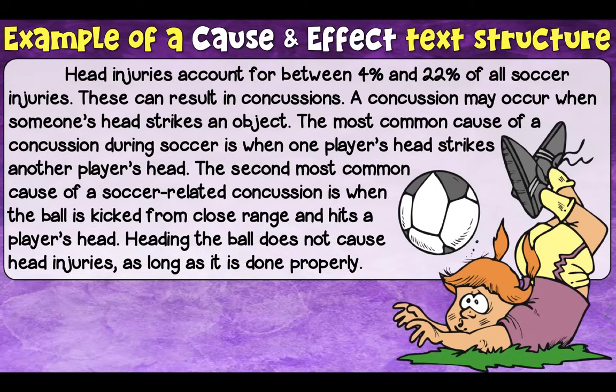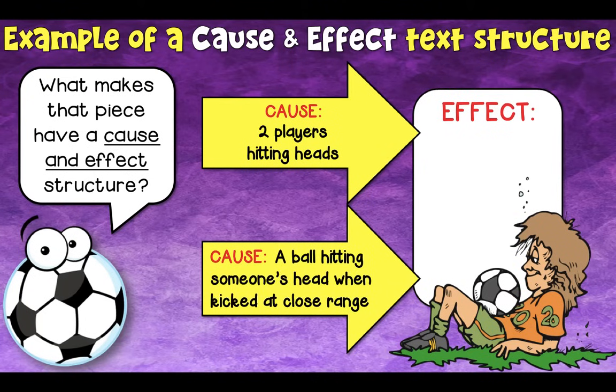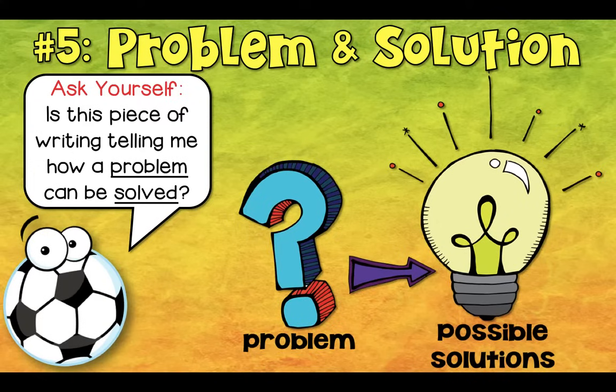The most common cause of a concussion during soccer is when one player's head strikes another player's head. The second most common cause of a soccer-related concussion is when the ball is kicked from close range and hits a player's head. Heading the ball does not cause head injuries as long as it's done properly. Okay, so the cause in this paragraph is two players hitting heads, and there's another cause, a ball hitting someone's head when kicked at close range. And then the effect would be having a head injury or a concussion.